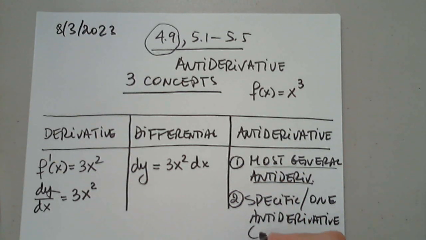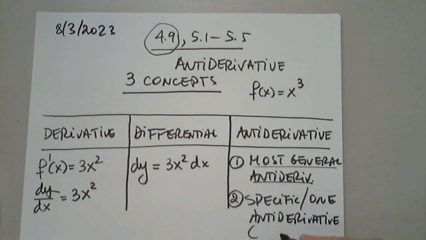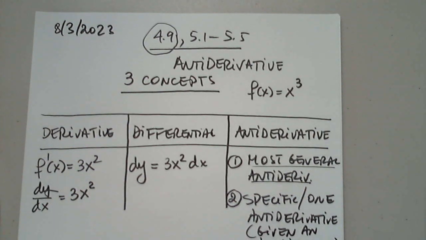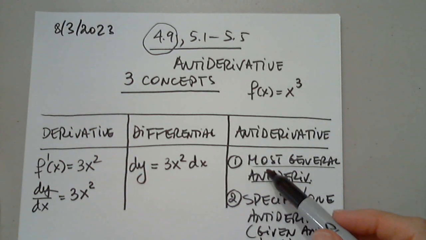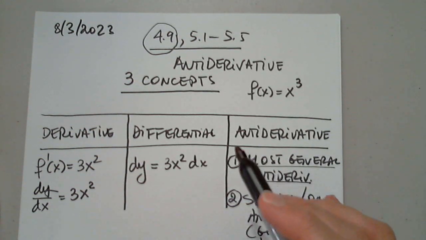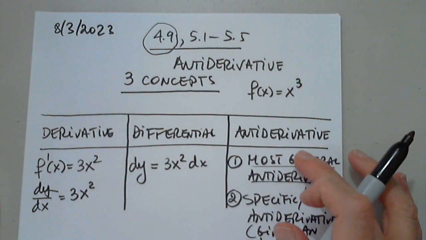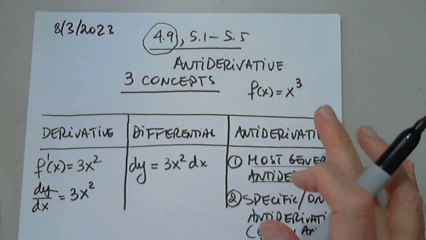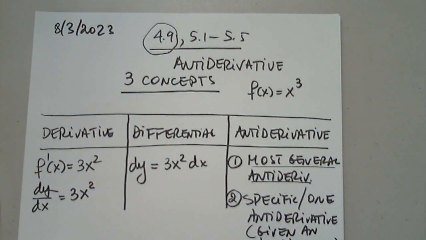But for this one, we are given a condition. Given an initial condition. Okay, so we're going to look at both. We're going to create a specific condition, but first let's look at the most general antiderivative and how do I determine that? And then I will give you the rule.